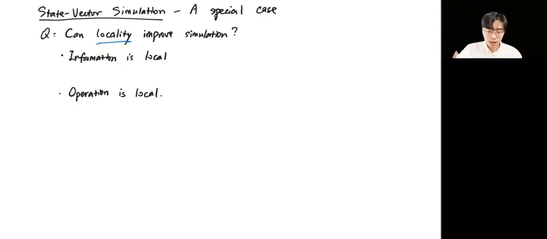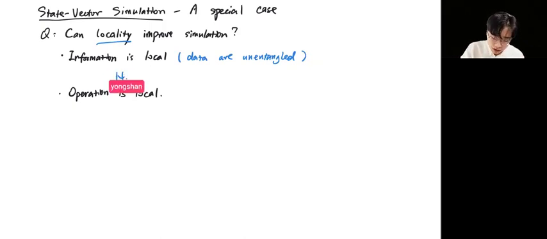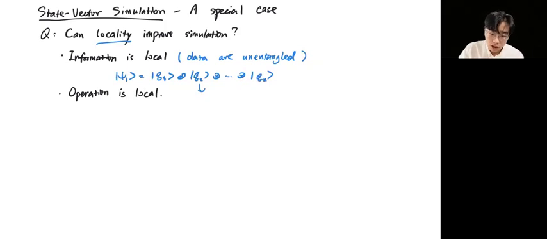And what do I mean by locality? Well, I mean two things. First, the information is local, namely data are unentangled, which means the state at every stage of the quantum circuit is just a product state. So for each psi_i, we can write the quantum state as a tensor product of n local states. So here, each q_i is, say, one qubit: alpha|0> + beta|1>.